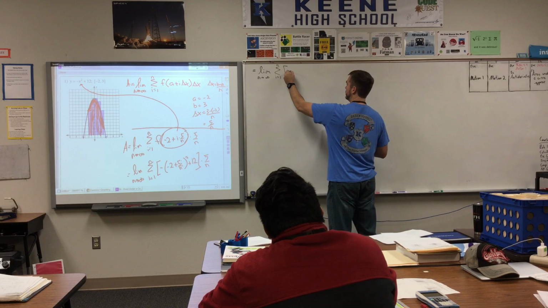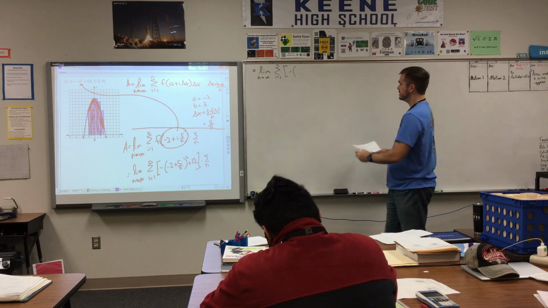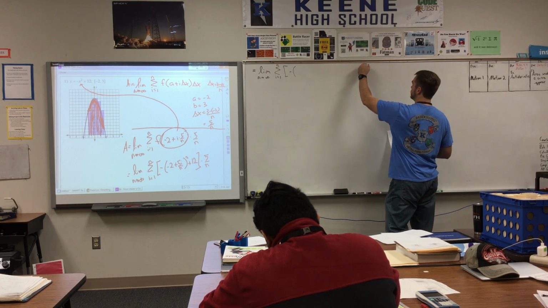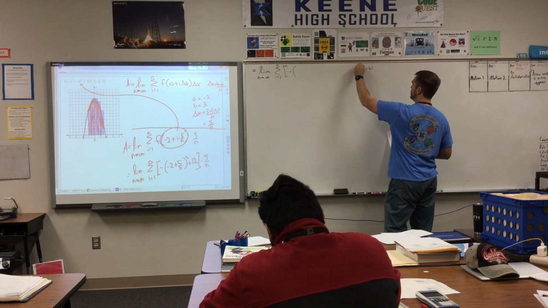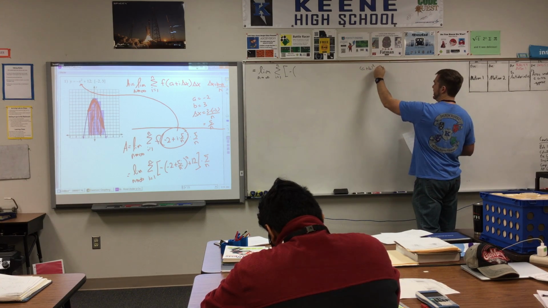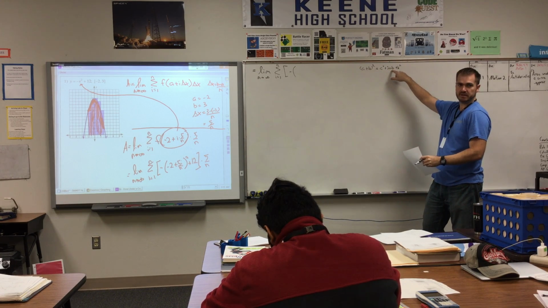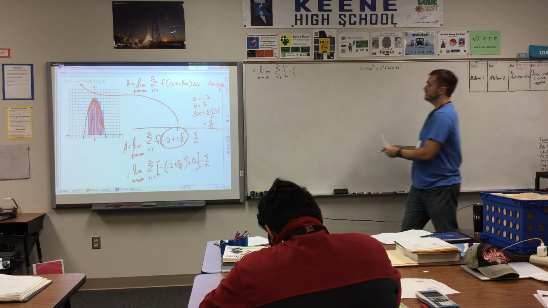Write an open bracket. I'll put a negative in parentheses. So if you remember, if you have a plus b quantity squared, then that's a squared plus 2ab plus b squared. So it's the first thing squared plus 2 times the first thing times the second thing plus the second thing squared.